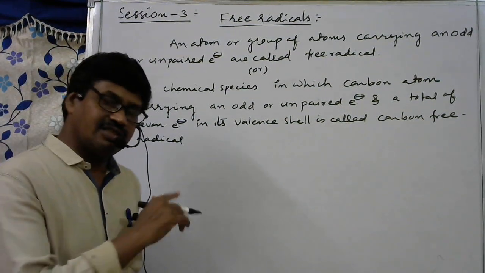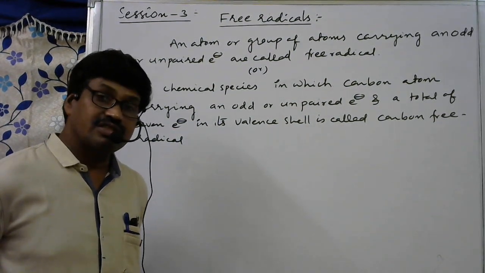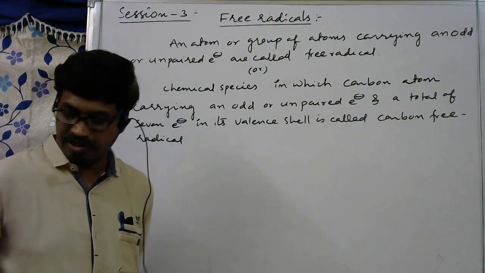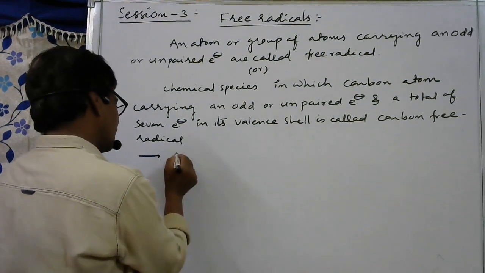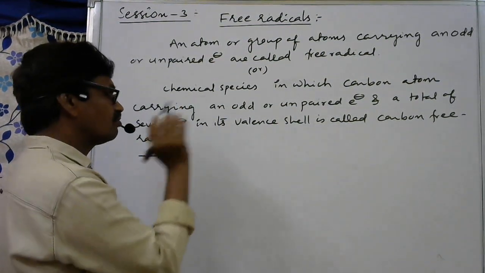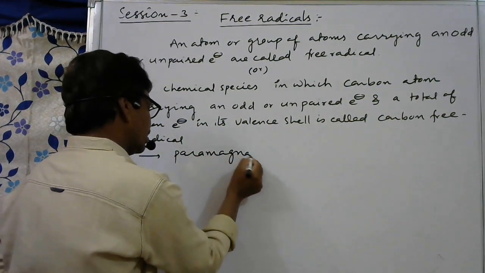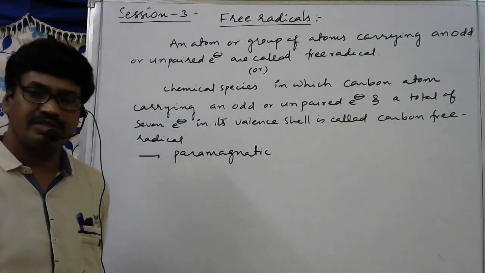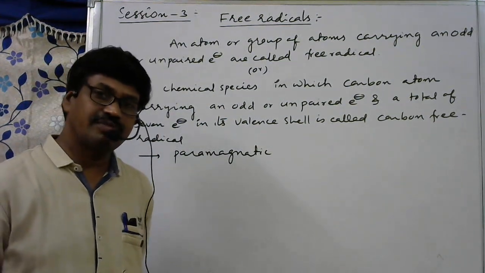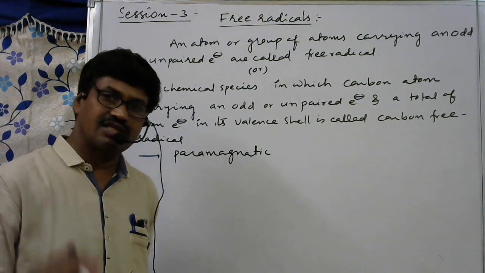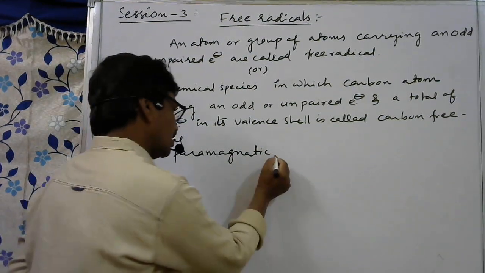And here, to explain the stability of these carbon free radicals, we have to consider the hyperconjugation concept. Before that, we'll take other properties. Because of these unpaired electrons, any free radical, otherwise carbon free radical, is paramagnetic. It is paramagnetic because of odd electrons. Odd electrons means 7 electrons here; 7 means we can write 3 pairs and 1 single electron. All single electron containing species behave as paramagnetic.